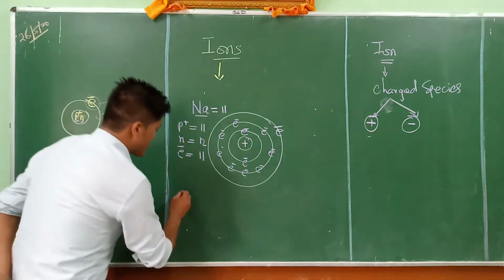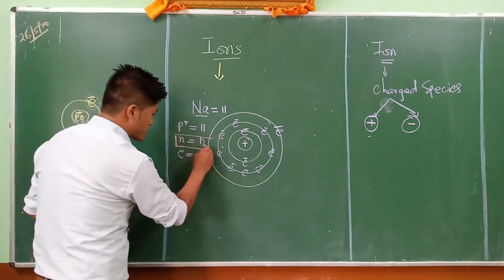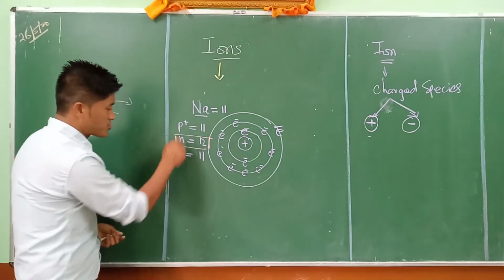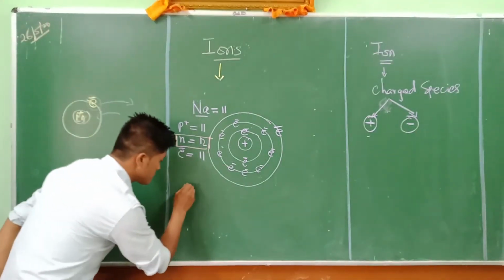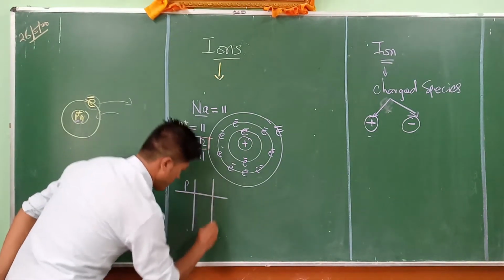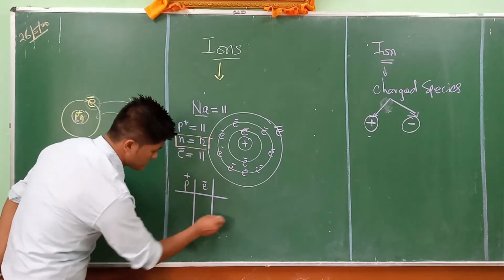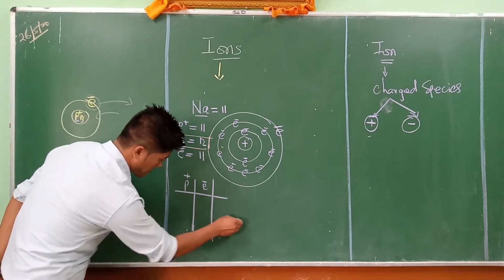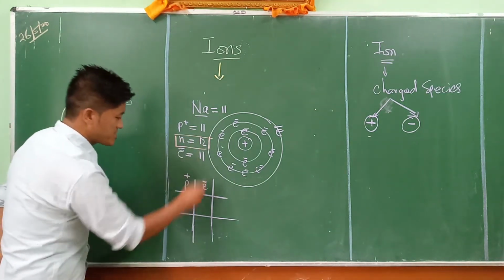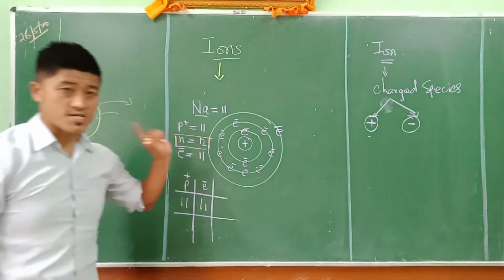Now, for the time being, let us try to exclude this. We are not going to consider this now. But instead, we are going to take proton and electron here. So I'm going to write proton and electron. This is P positive here. How many protons are present? 11. How many electrons are present? 11. Okay? Is that clear? Now we got this here.